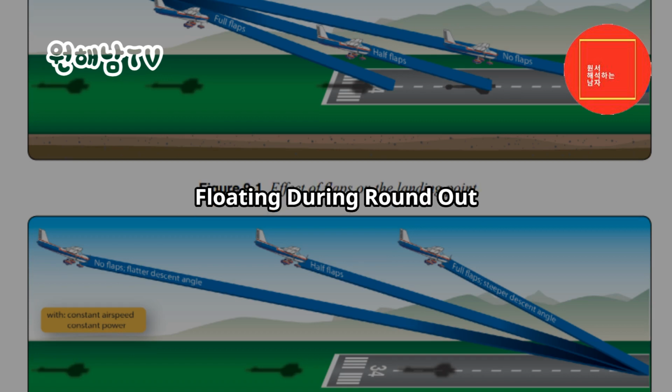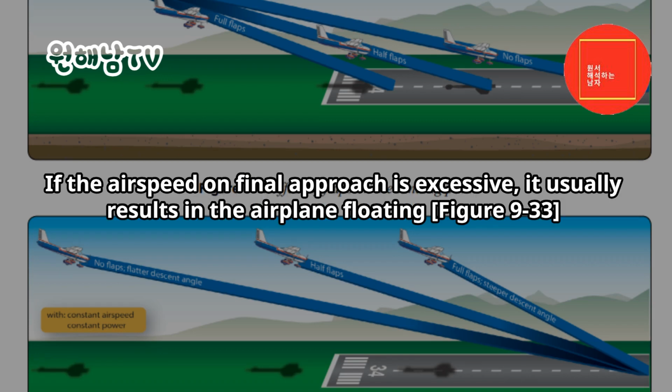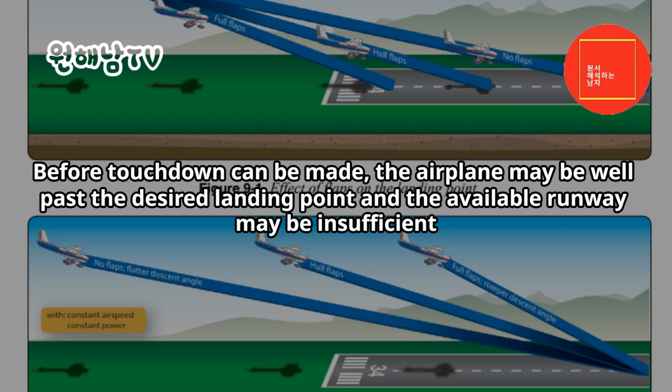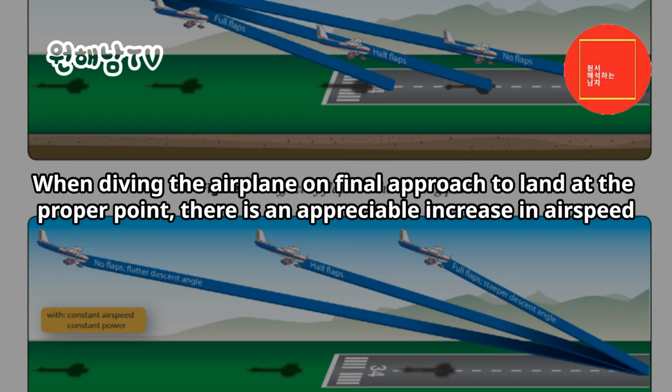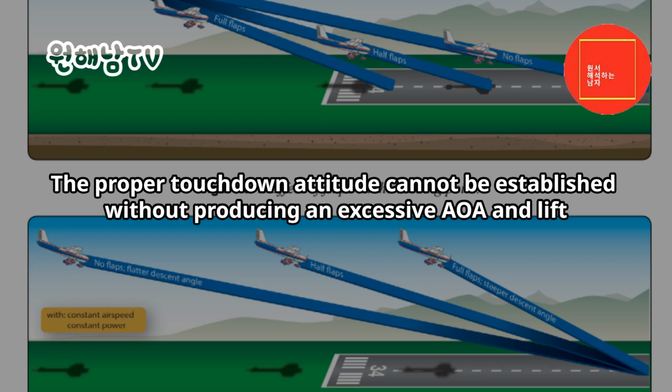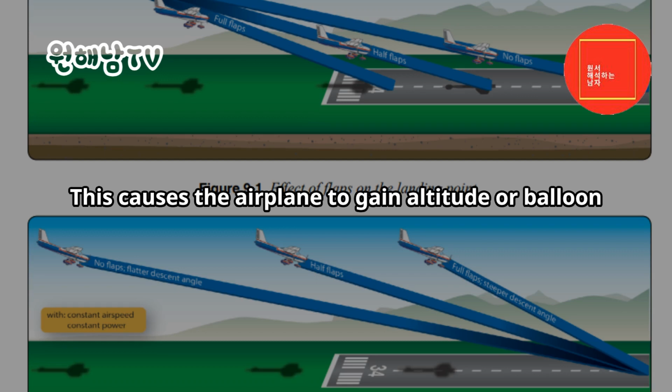Floating during round out. If the airspeed on final approach is excessive, it usually results in the airplane floating. Figure 9-33. Before touchdown can be made, the airplane may be well past the desired landing point and the available runway may be insufficient. When diving the airplane on final approach to land at the proper point, there is an appreciable increase in airspeed. The proper touchdown attitude cannot be established without producing an excessive AOA and lift. This causes the airplane to gain altitude or balloon.